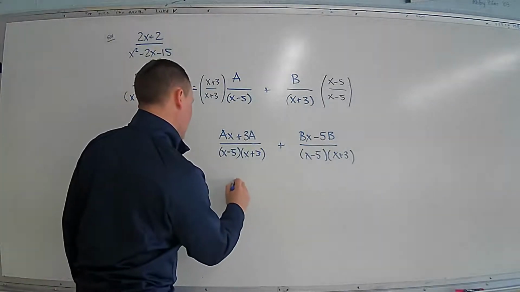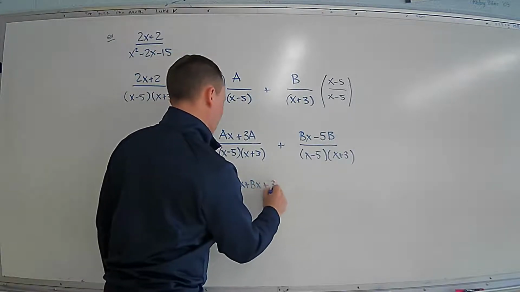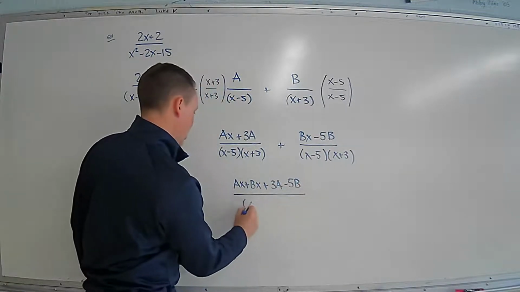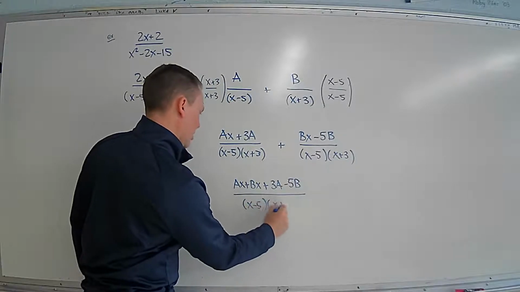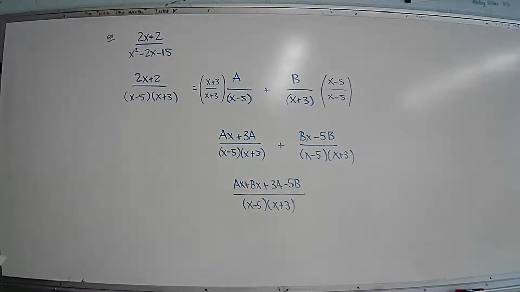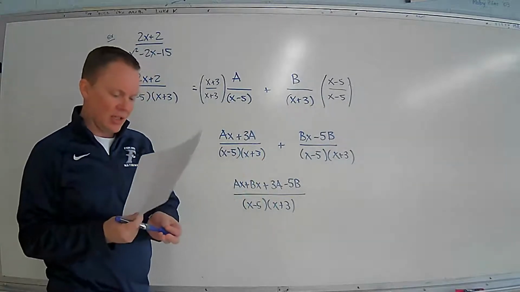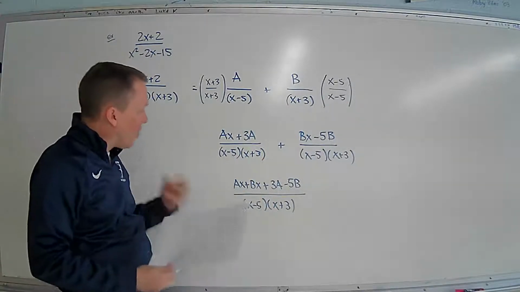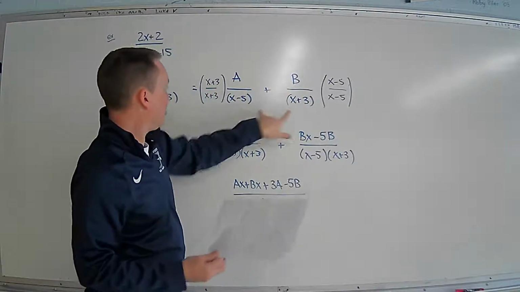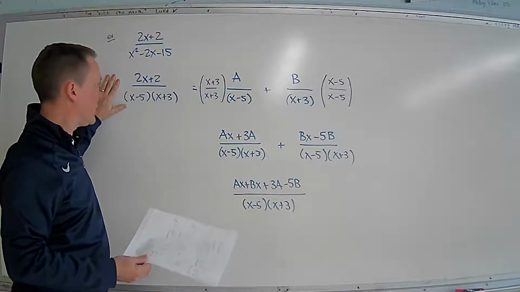So I'm going to say this is equal to ax plus bx plus 3a minus 5b over x minus 5 x plus 3. Okay? And now you might think, well, what do I do here? This is stupid. What are we doing? Okay, so let's recap. What is it that we're doing? Well, we're trying to figure out what a and b are so that when I add these two fractions together, I get this original starting fraction.